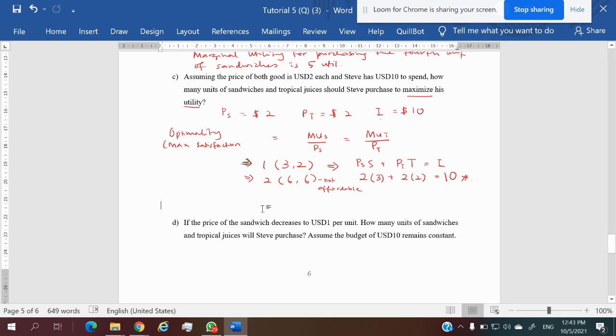Okay, so therefore, to maximize utility or to maximize the satisfaction, Steve needs to purchase 3 units of sandwiches and 2 units of tropical juice. Right? So that is the answer.